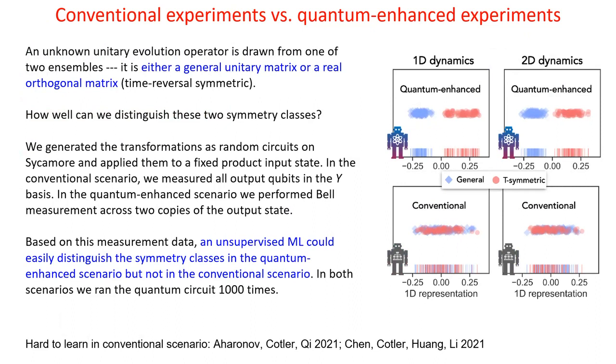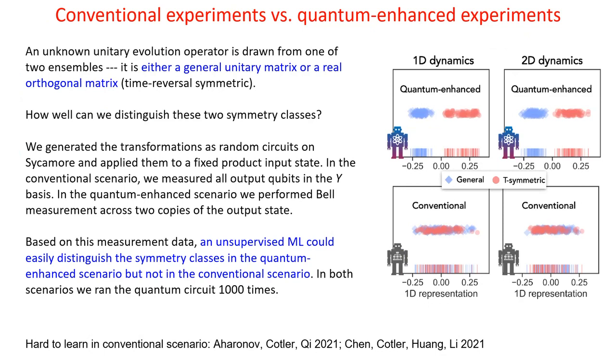And one can prove that if you do the conventional experiments where you measure the output from the process one copy at a time, a number of experiments which is exponential in the system size is needed to distinguish the two classes. Whereas with the quantum enhanced method, we can learn efficiently. What I'm showing here is we applied an unsupervised ML model to the output from the conventional experiments and the quantum enhanced experiments. For both one-dimensional and two-dimensional random circuits, we were easily able to distinguish the two symmetry classes in the quantum enhanced scenario and weren't able to distinguish them at all in the conventional scenario.